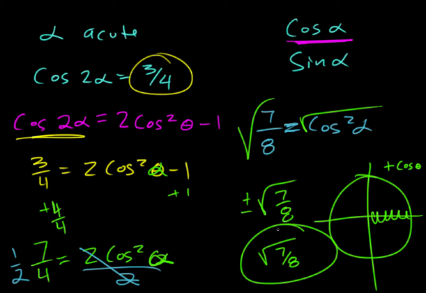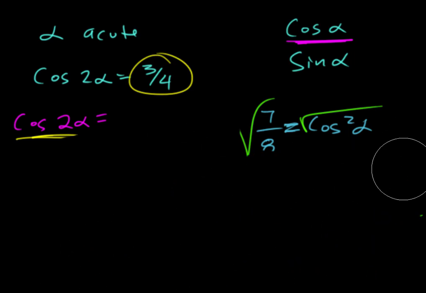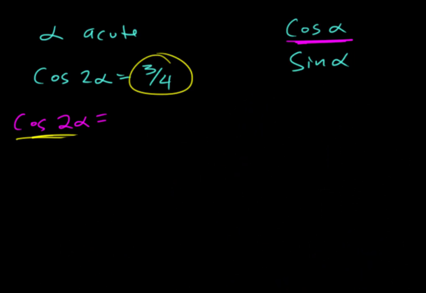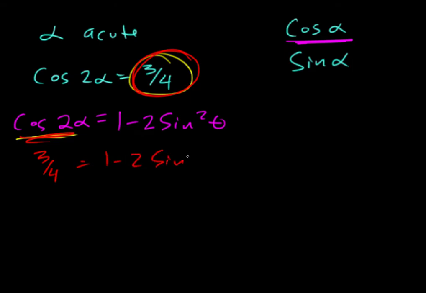Okay. Now we need to find the sine. So we're going to go through a really similar process. But we're going to use a different version of the double angle identity for cosine 2 alpha. So we want to use the one that has only sines in it. And so that's 1 minus 2 sine squared theta. And we plug in the value 3/4 for this. Alright, we subtract 1. We think of the 1 as 4 over 4. So that's negative 1/4.